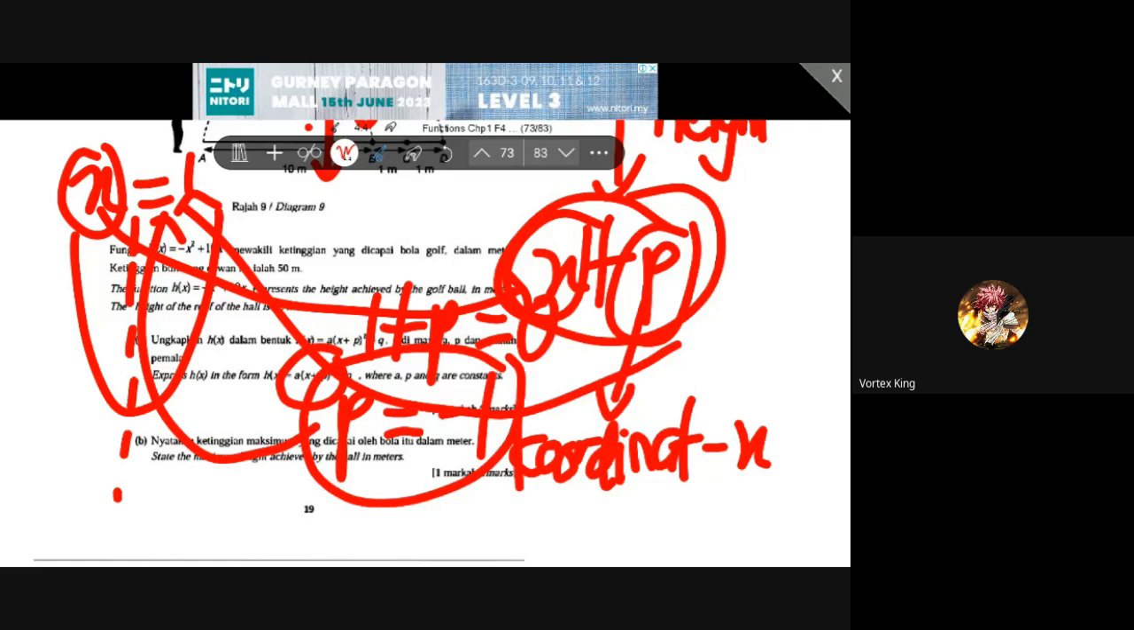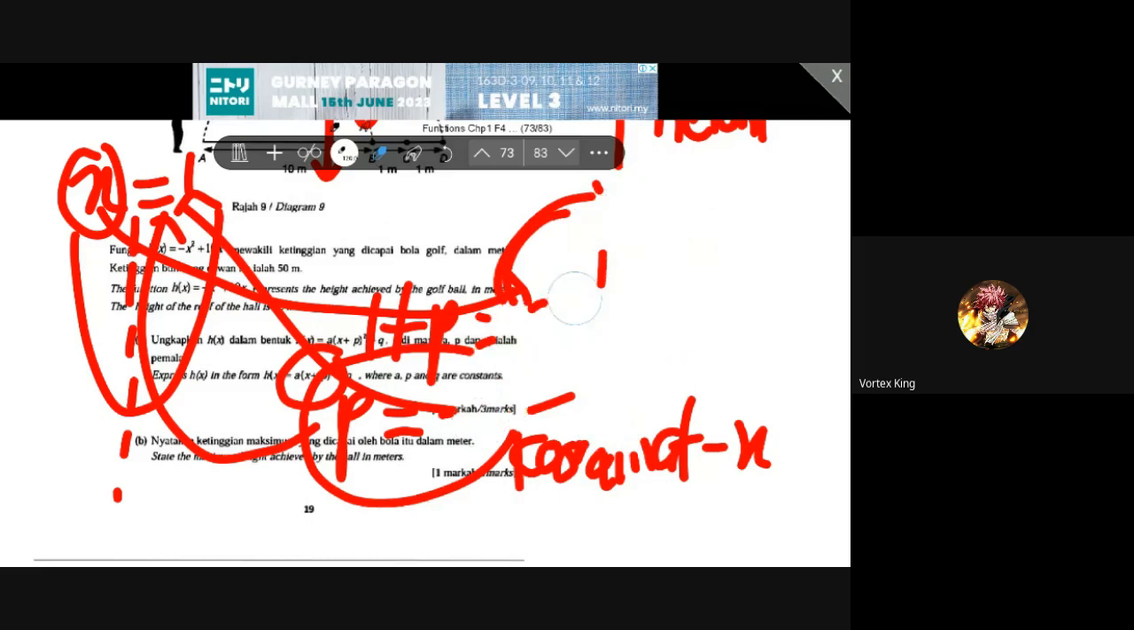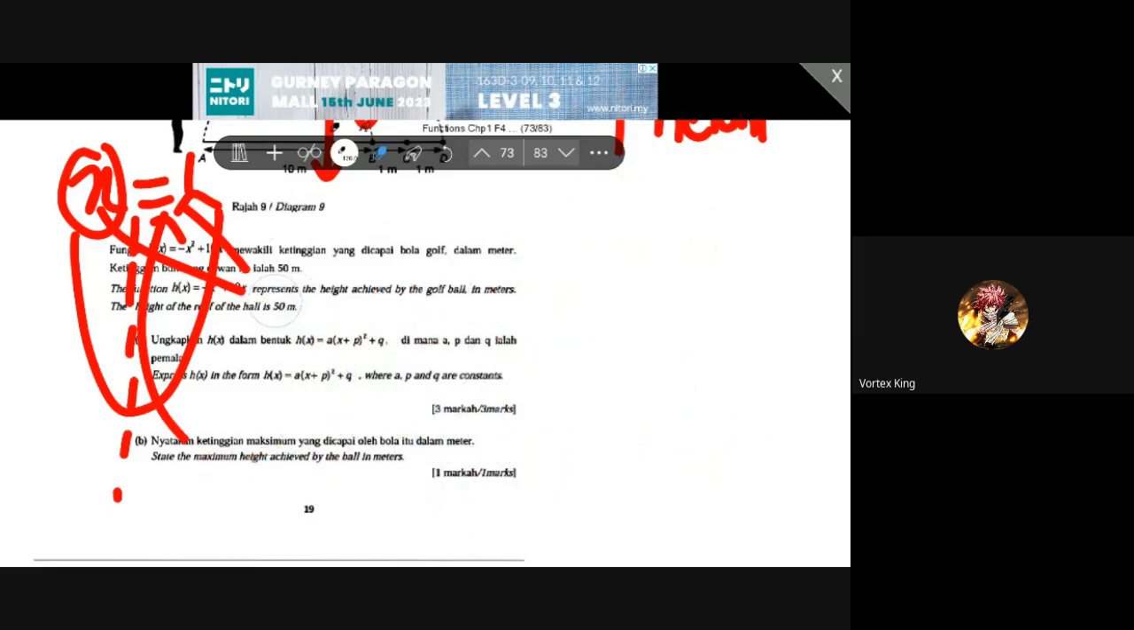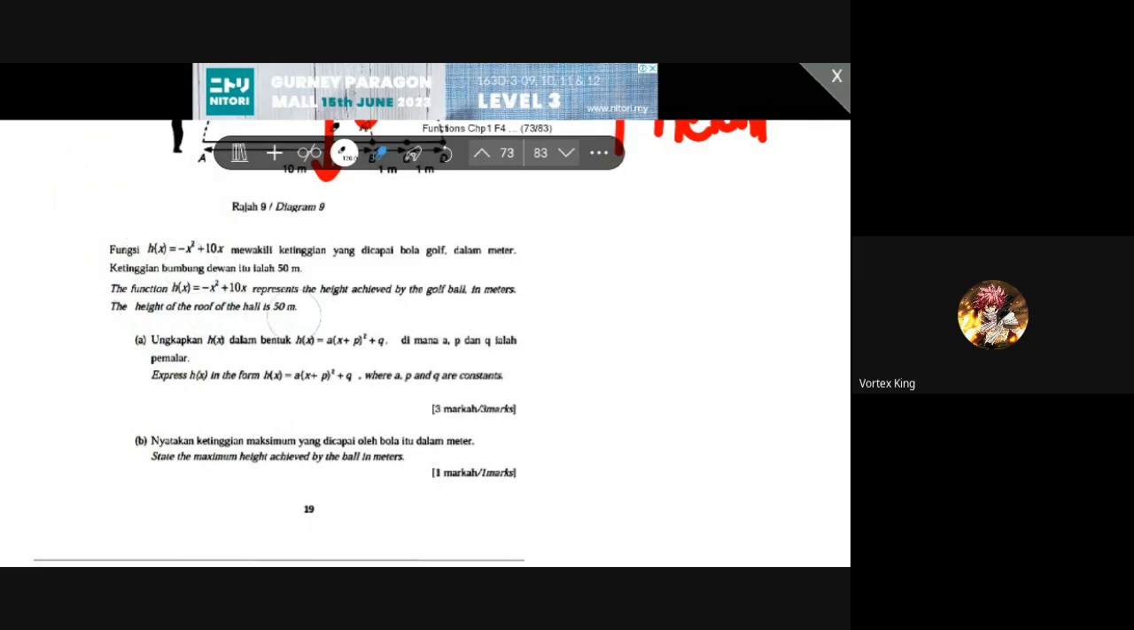So, sampai sini boleh? Rasa saya tanya banyak ni. Saya takut dengan kamu semua sebab banyak tanya bab ni. That's why I'm worried. Okay, never mind. So now Q. Nilai Q ini, see people ask repeat tadi. Okay, never mind.